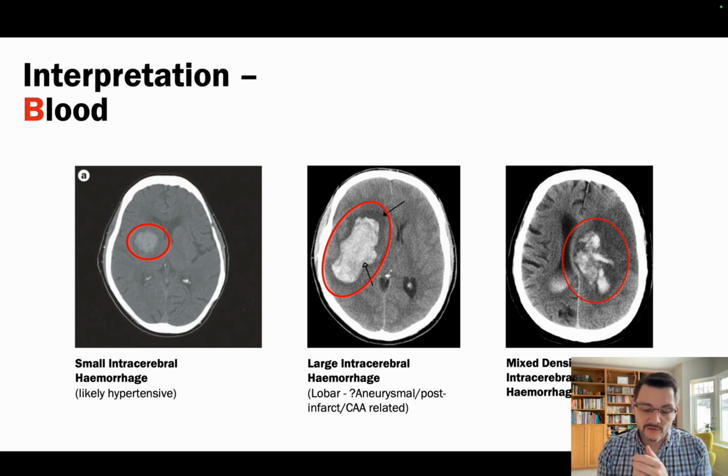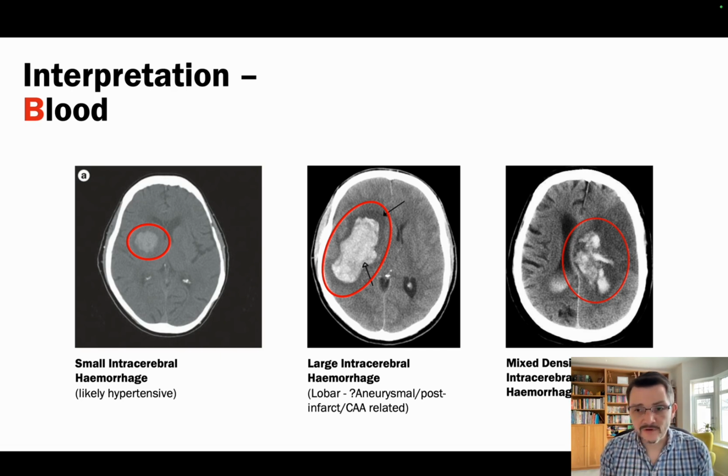There's three on the screen there. The one on the far left here is looking very hypertensive to me. These deep hemorrhages tend to be because of a burst blood vessel from a hypertensive problem. Can be aneurysmal, but it's usually hypertensive. These lobar ones are more likely aneurysmal. This is the center image, and they tend to be either post-infarct as well.